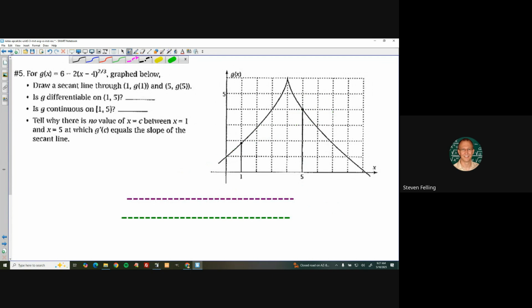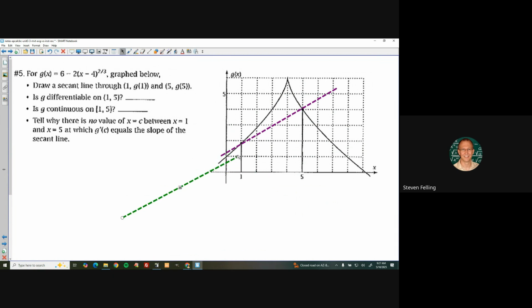Here's another example, a different function. Okay, let's do the same thing. Let's draw an average rate of change line for that interval from 1 to 5. So that would go from this close point to this close point. And there is no place where I can make this meet that average rate of change in that interval. I can't attach this anywhere in here. So there is no place where that's true.